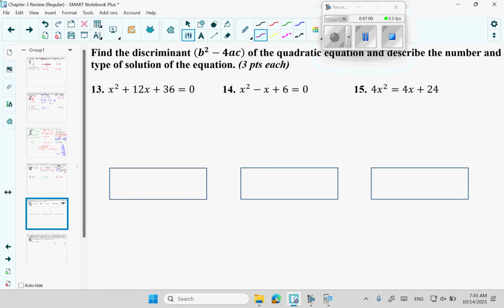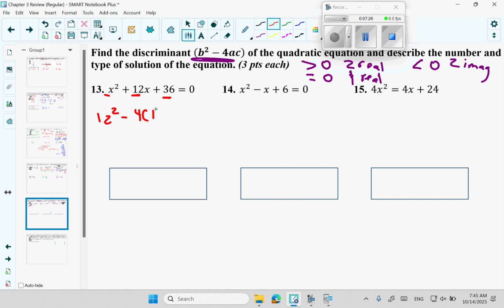Find the discriminant, b squared minus 4ac, and describe the number of solutions. So remember, if we are greater than 0, we have 2 real. If we are equal to 0, we are 1 real. And if we are less than 0, we are 2 imaginary. So b, a, c, so we're going to get 12 squared minus 4 times 1 times 36.